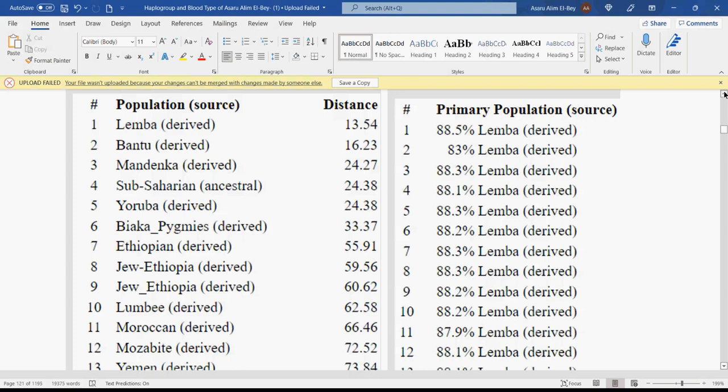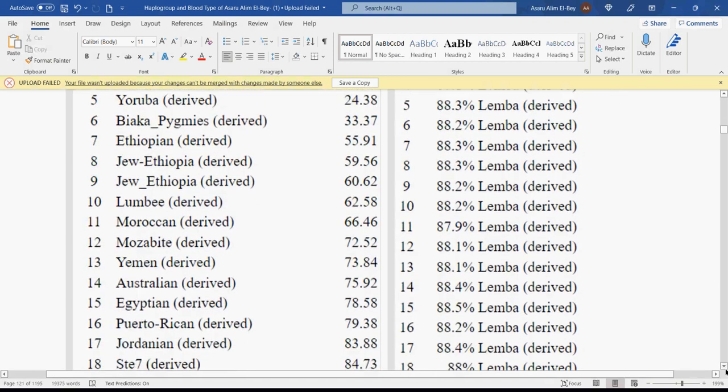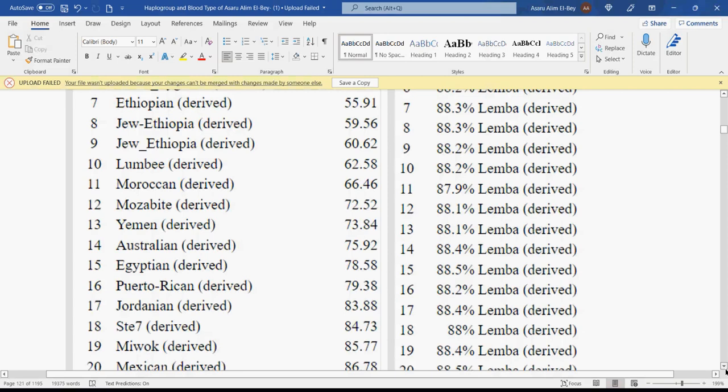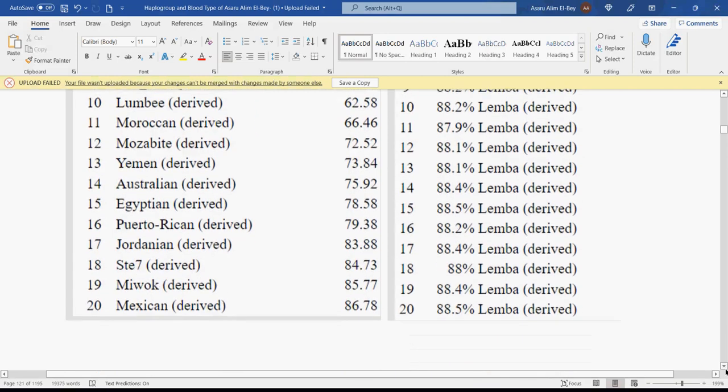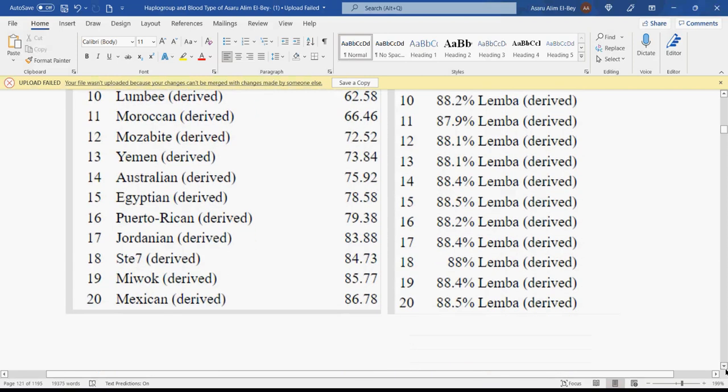That's what they used to do. As you see here, Bantu derived, Mandinka derived, Sub-Saharan ancestral, Yoruba derived. As you see here, Jew Ethiopian derived, Jew Ethiopian derived again. Lumbee derived, Moroccan derived, Yemen derived. So as you see here, you can see the connections. All right. Even Australian derived, Egyptian derived, Puerto Rican derived, all right, Mexican derived.